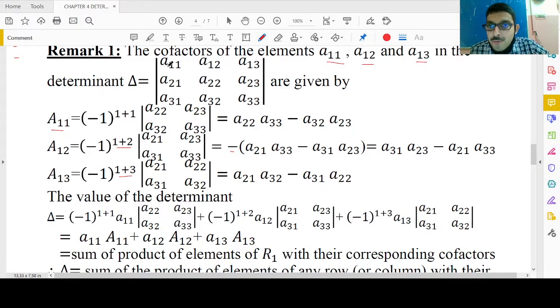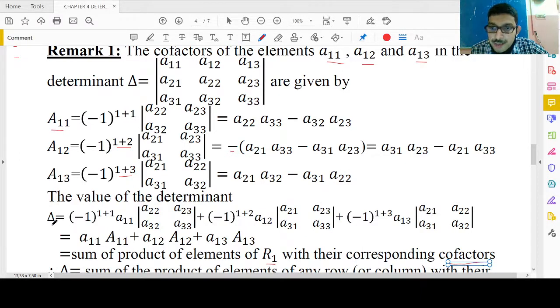That means to find the value of the determinant using the first row, we already discussed how to expand along the first row. Now if we observe, this (-1)^(1+1) and this determinant is the same as the cofactor of the element A11. Similarly, this is the same as A12 and A13, the cofactors of the elements of the first row. So if you take the elements of the first row and multiply with their corresponding cofactors, we'll get the value of the determinant.